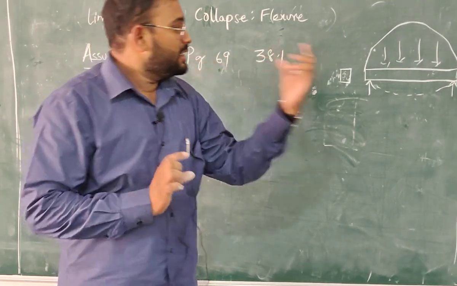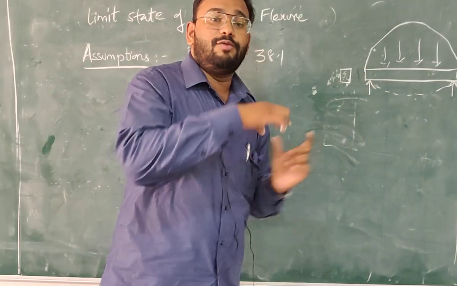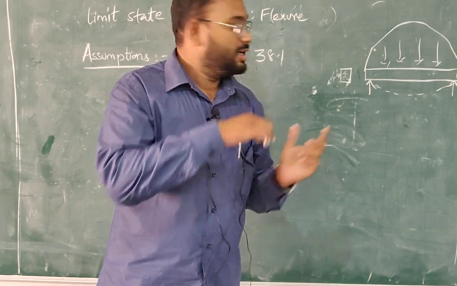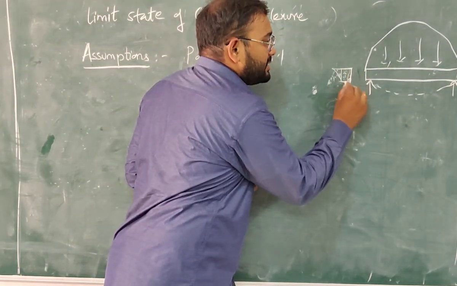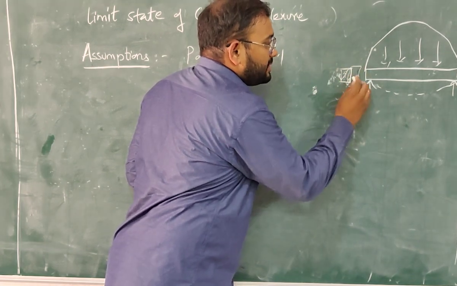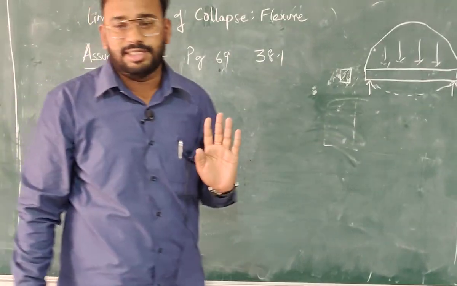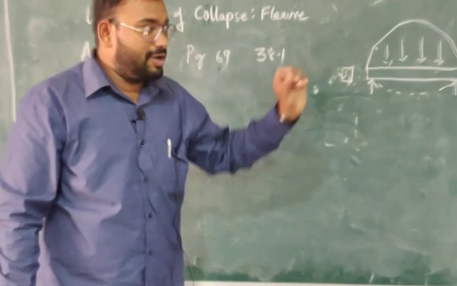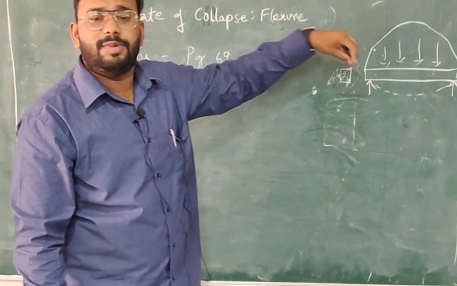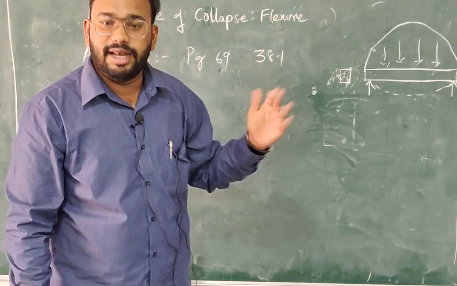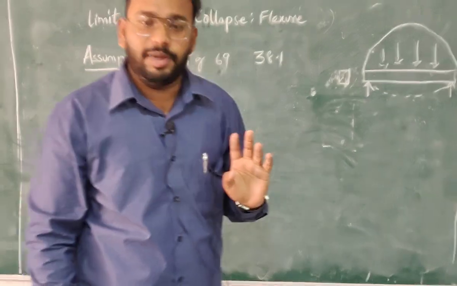This cross section of the beam will not be distorted. It will not be changed. This won't become like this, or this won't become like this. The cross section of the beam will remain the same. Of course, this is an assumption. On application of loading, there will be some minor distortion occurring in the beam, but that should be neglected based on the assumption.